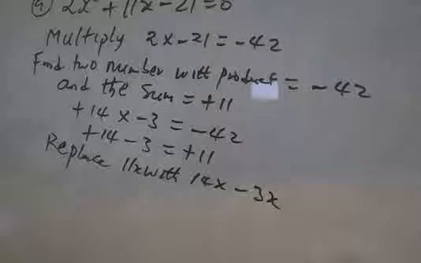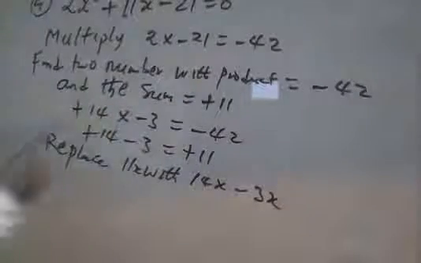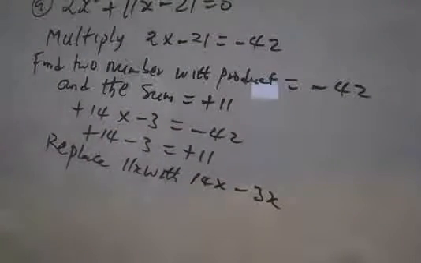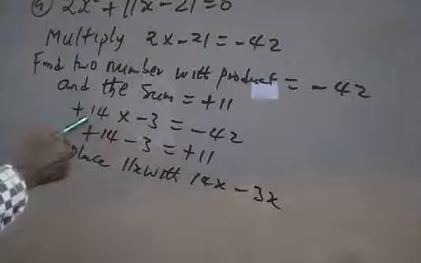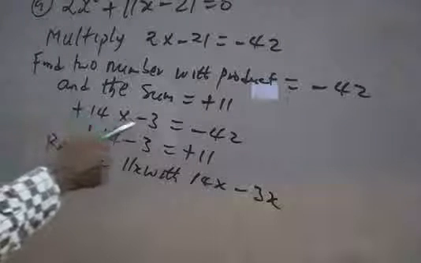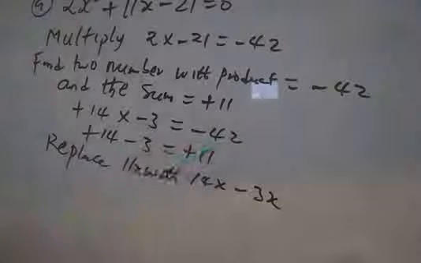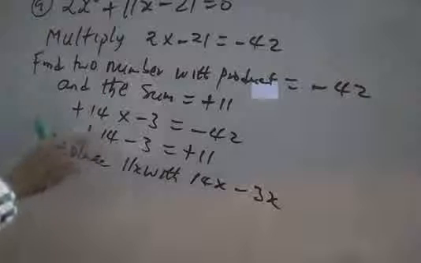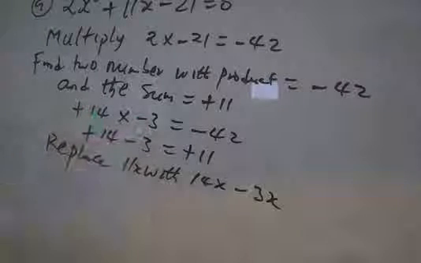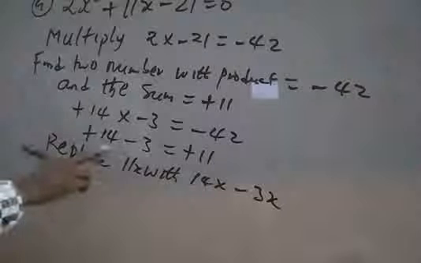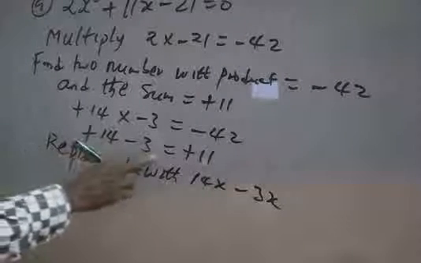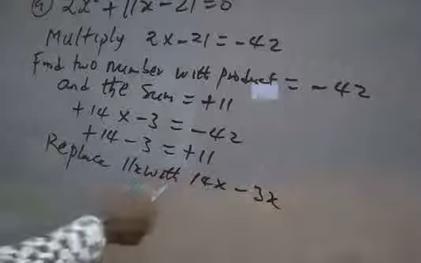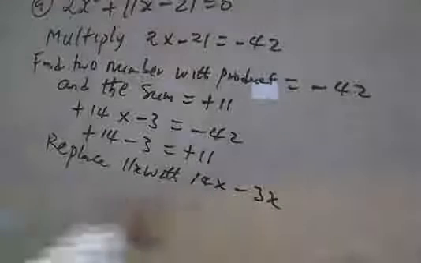So this is the two numbers. Find two numbers with the product minus 42 and the sum is plus 11. So we have plus 14 times minus 3 to get minus 42. And here you have your plus 14 minus 3 will give you plus 11. Then the next step I said is to replace 11s with 14s minus 3s.